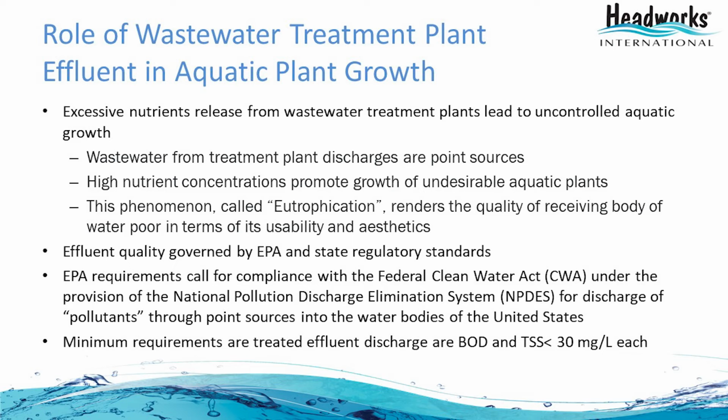Okay, so as I mentioned earlier, excessive release of nutrients leads to uncontrolled growth, and these discharges are point sources. High nutrient concentrations promote the growth of undesirable aquatic plants. This is called eutrophication, which renders the water quality poor, both aesthetically and from a beneficial use point of view. The water cannot be used for any beneficial purposes, for recreation, for drinking, or for industrial uses. If there is large growth of undesirable aquatic plants, then the water is not useful.